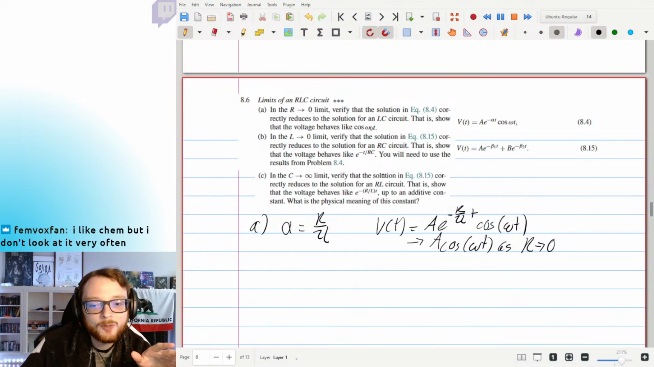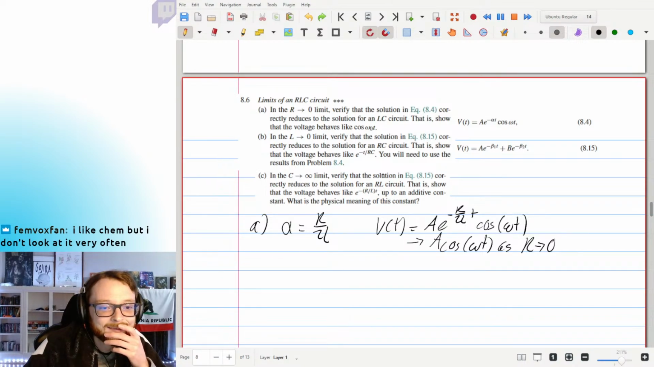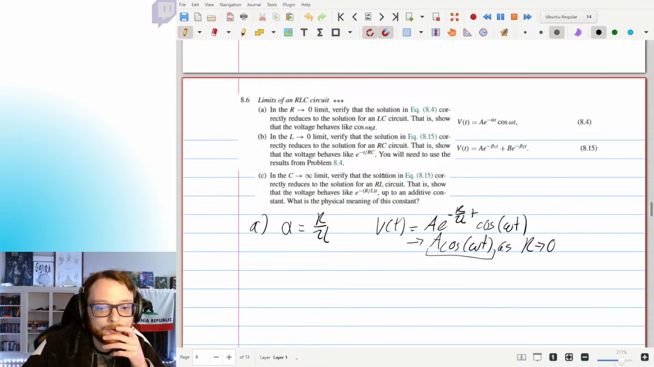Really, we should be approaching 0 from the right here. But this is physics. We don't care about that. Either way, it's still true, but I feel like given the situation, we're not going to consider negative resistance. And I guess this is the solution for an LC circuit. I would go back and verify that, but who cares?